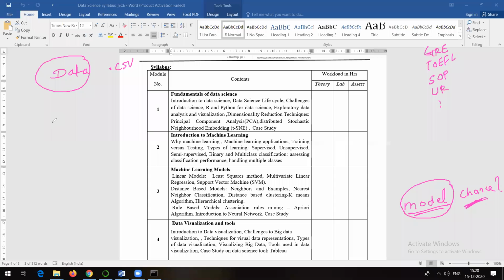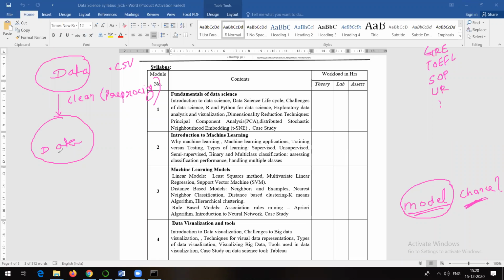Now what are we going to do with the data? First of all, we are going to fetch that data, then clean it and remove any missing values, all those things. Or I can call it pre-processing. We are going to apply pre-processing techniques on this. Once we apply the pre-processing techniques, your data is going to be here.